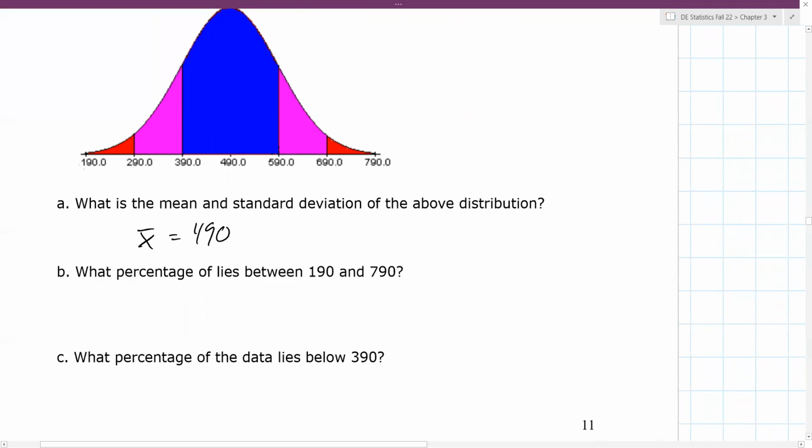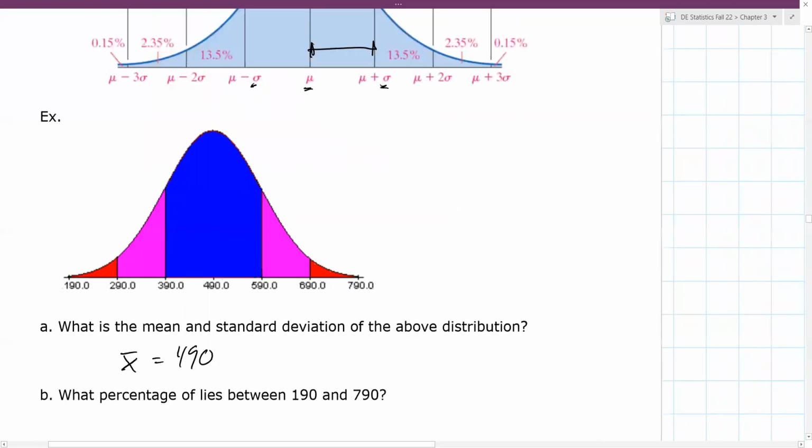Then again, if we go back up here, the distance between those two things is our standard deviation. If we go from 490 over to 590, that would make our standard deviation 100. So that is the center and the spread of our distribution. Then it starts asking us questions about how much data lies between different things, and this is how we use that empirical rule.